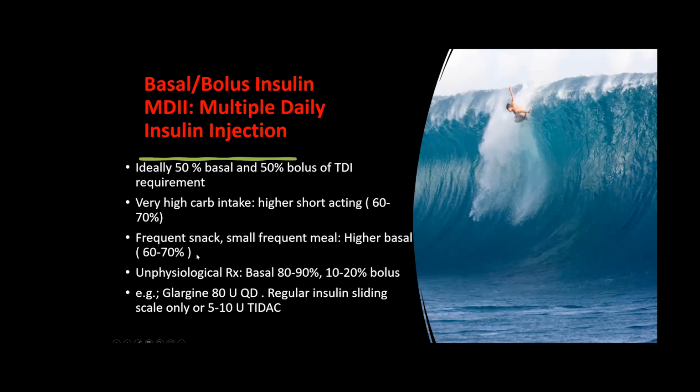Solution: a higher basal only, 60 to 70% basal only. For the other, high carb intake or steroid use, the solution is a higher bolus only, 60 to 70% bolus. So what that means is that if the patient is getting steroids or eating a high carb intake, 60 to 70% of the daily insulin should be short acting. For small frequent meals, you can use up to 60 to 70%. Be careful not to overshoot to 80 to 90%. If you use 80 to 90%, it can lead to this kind of sliding on the basal.